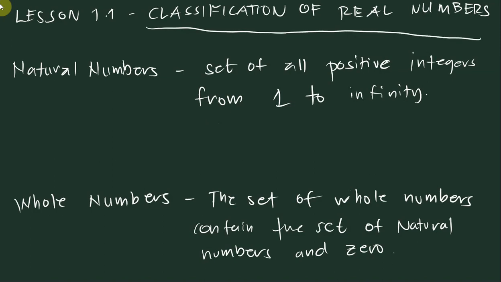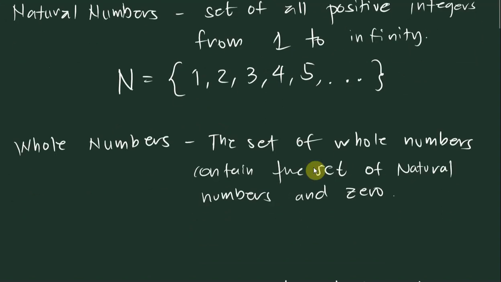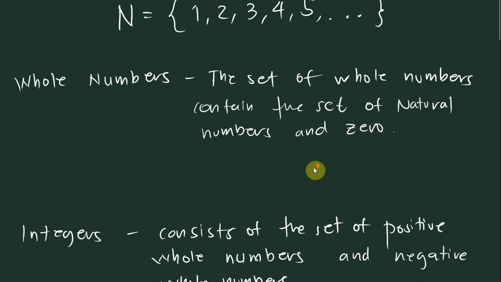So let's start with the natural numbers, also called counting numbers. These are the set of all positive integers from 1 to infinity. If we denote it as N, you can say starting from 1 to infinity. So that is 1, 2, 3. These are your counting numbers. Okay, so we know these natural numbers well enough. Let's proceed to whole numbers.